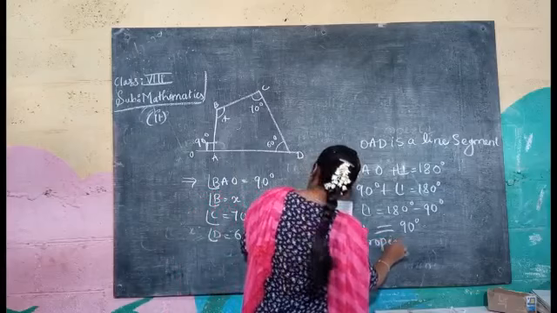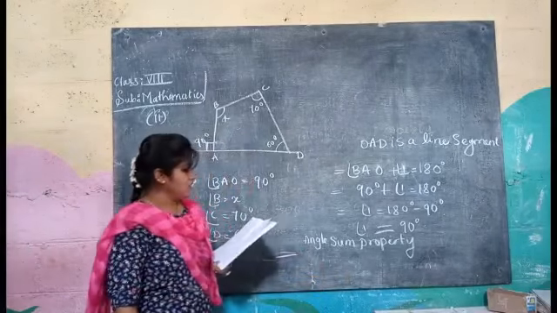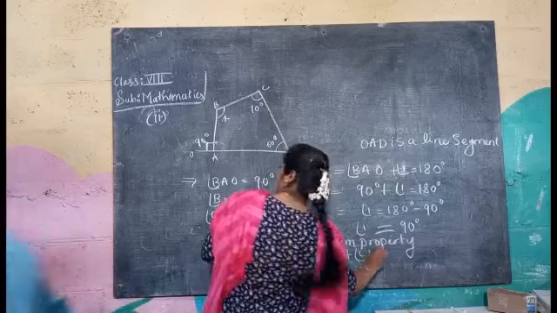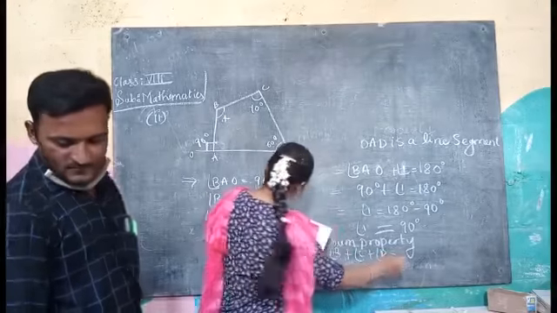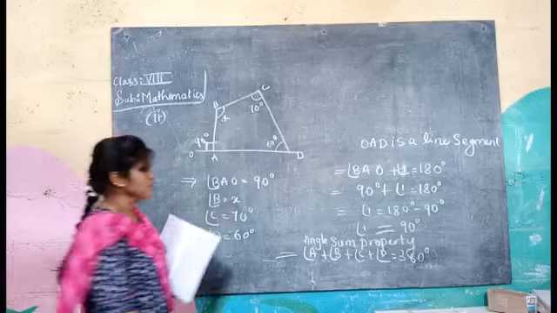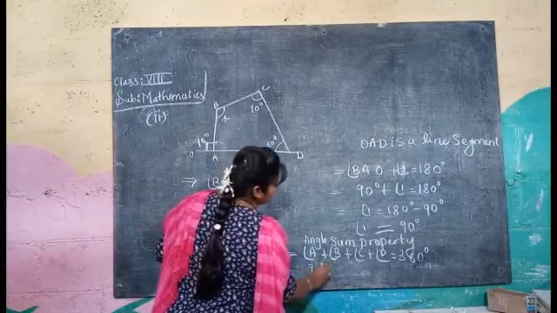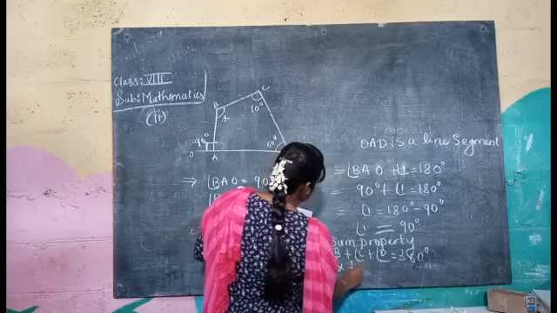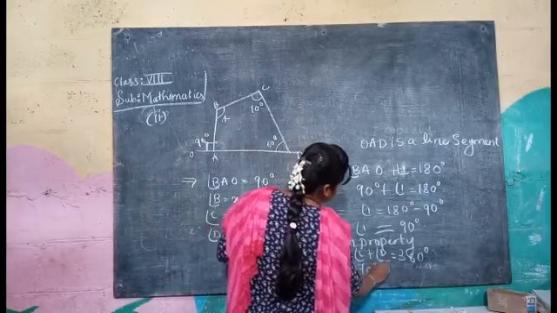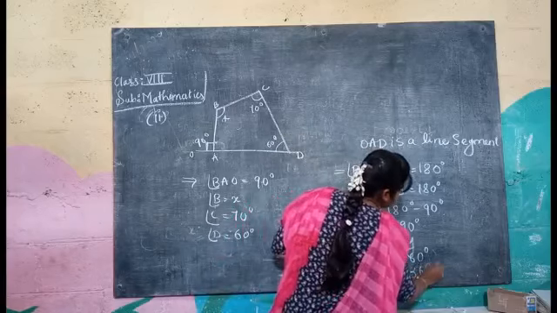Property. Angle sum property is equal to angle A plus angle B plus angle C plus angle D is equal to 360 degrees. Now angle A is 90 degrees, angle B is x, angle C is how much? 70 degrees, angle D is 60 degrees. So it is equal to 360 degrees.